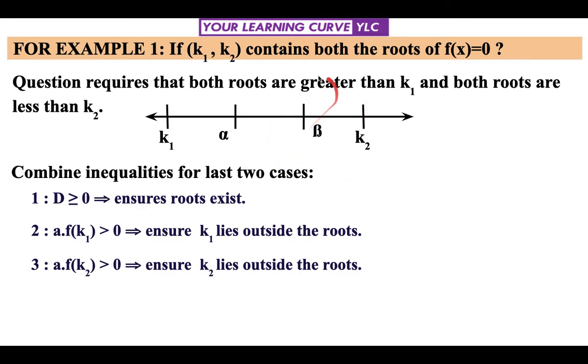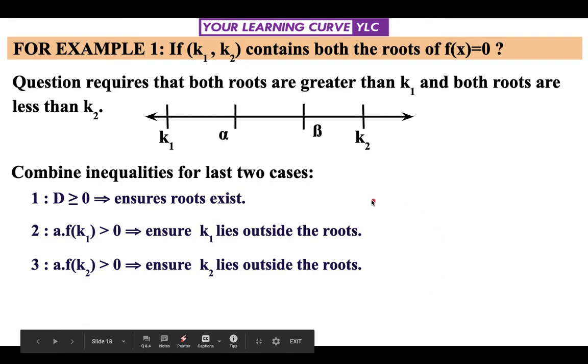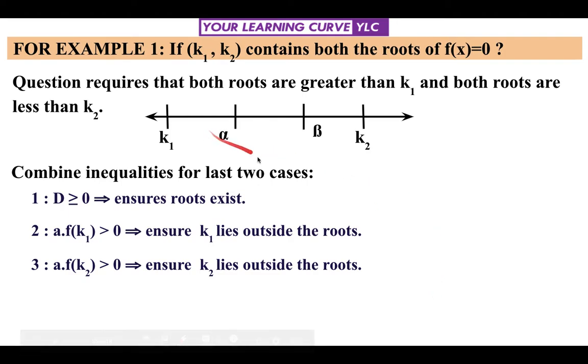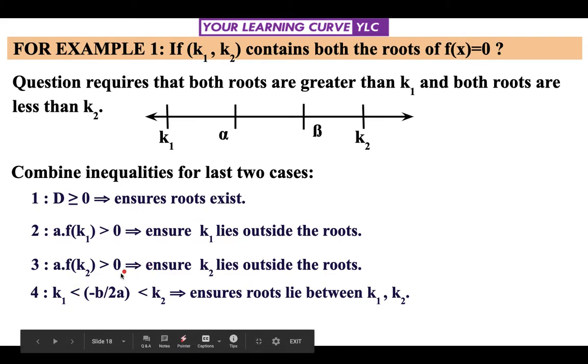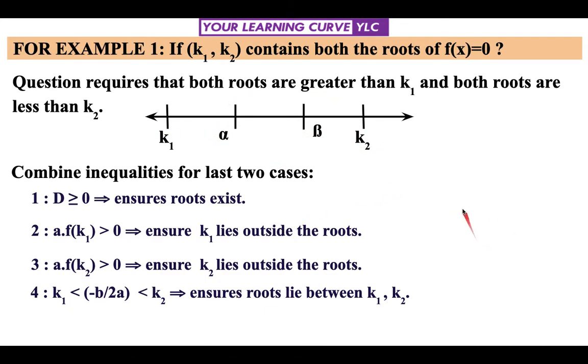Now you have ensured that the roots exist, and k1 and k2 lie outside the roots. Now you have to ensure that k1 is less than alpha and beta, and k2 is greater than alpha and beta. In order to ensure that, we have to make sure that the vertex of this parabola lies between k1 and k2. That is, the x coordinate of the vertex, minus b by 2a, is greater than k1 but less than k2. This ensures that the roots lie between k1 and k2. All these four inequalities combined give you the required answer.